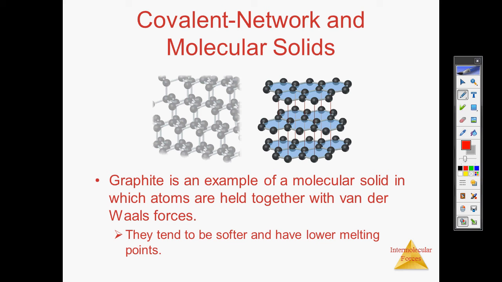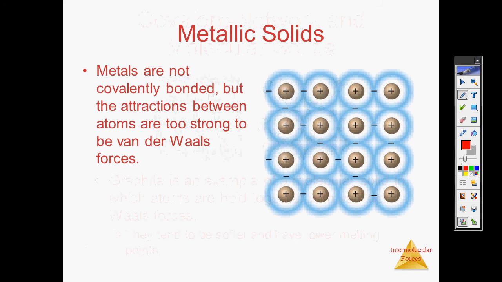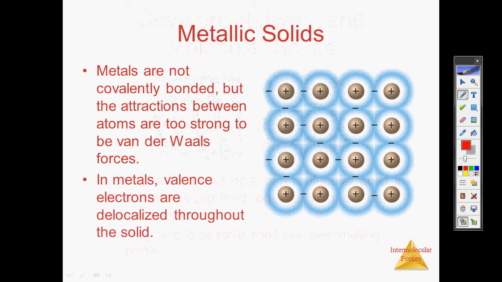So the other one was harder with higher melting points, and this one is softer. Did I leave that up? I'm sorry, I might have gone through that too fast. Metallic solids, of course. In metals, valence electrons are delocalized electrons. Nobody believed me. They had to wait till I put up the slide. I kept saying it the whole time.